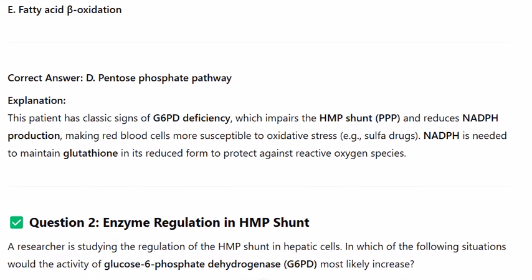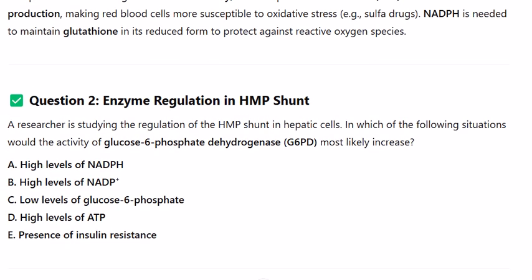Question 2. Enzyme regulation in HMP shunt. A researcher is studying the regulation of the HMP shunt in hepatic cells. In which of the following situations would the activity of glucose 6-phosphate dehydrogenase, G6PD, most likely increase?